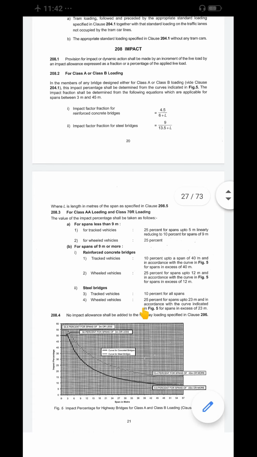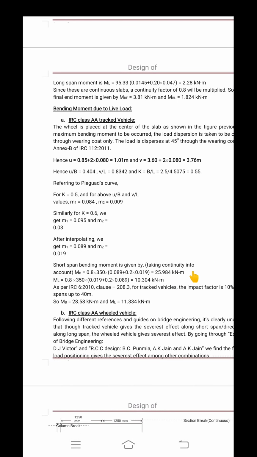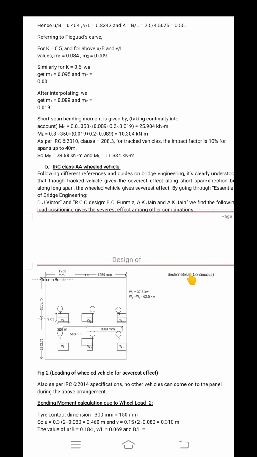So with this class, we need to increase our moments here. 25.984 into 1.1, for 10% it is 1.1. Multiply, you will get 28.58 as the short span moment and long span moment as 11.334. This is for IRC Class A tracked vehicle. Similarly, IRC Class A wheeled vehicle, we should see.